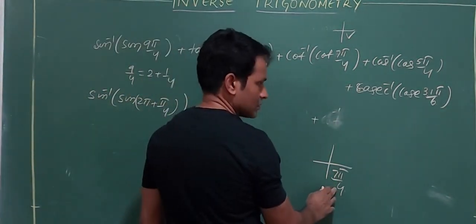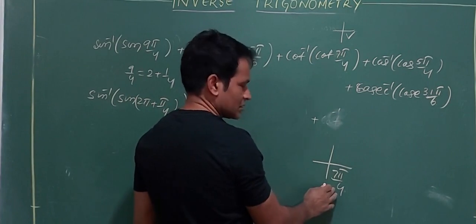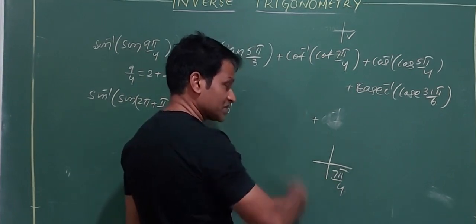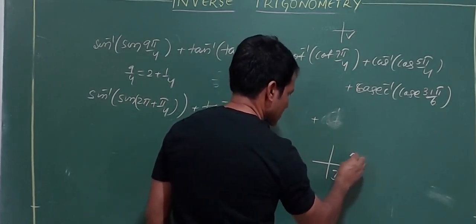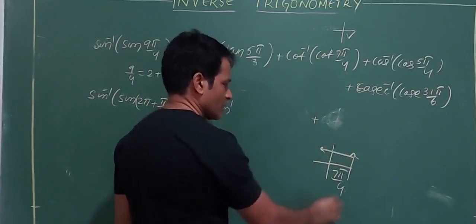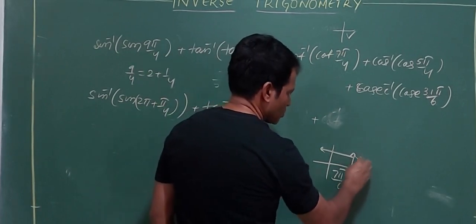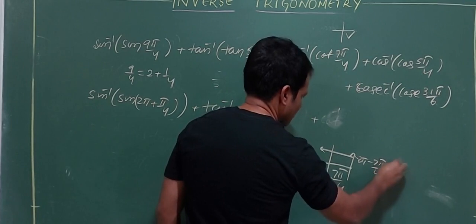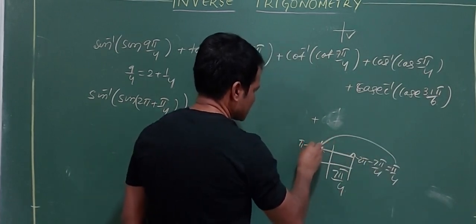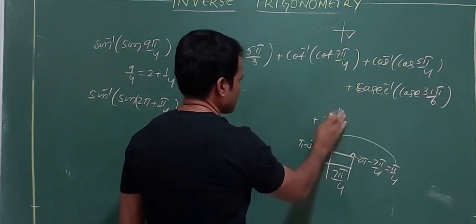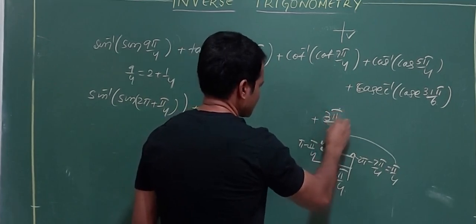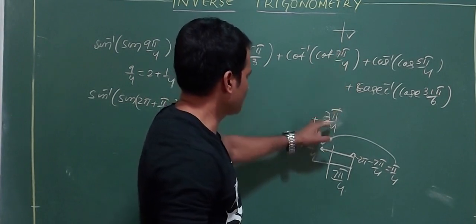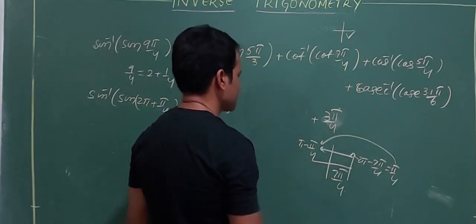7 pi by 4 here. What you are calculating? Cot. Cot is negative here. When cot is negative here, think about where cot inverse is negative. Go there. 7 pi by 4, if I go here, 2 pi minus 7 pi by 4, that's still pi by 4. Then bring it here, pi minus pi by 4. So this final value is 3 pi by 4. Cot inverse cot 7 pi by 4 is 3 pi by 4.